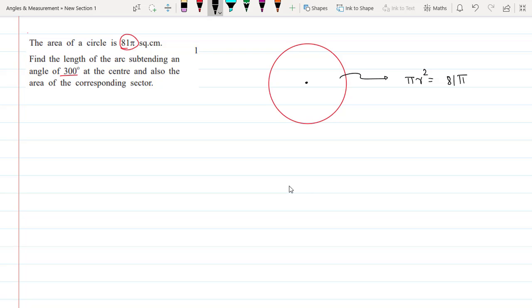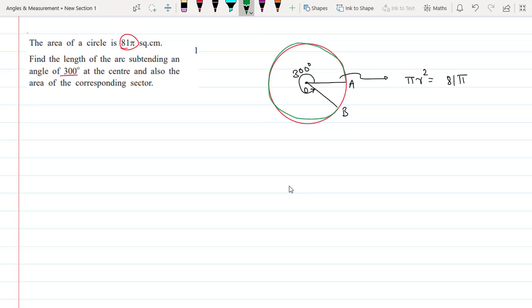Find the length of the arc subtending an angle of 300 degree. So suppose this is the first segment OA. 300 degree subtends means somewhere here you will get the second segment. So this angle they have given as 300 degree. I hope you are getting this. Now we have to find out the length of this arc. The length of this arc we have to find out.